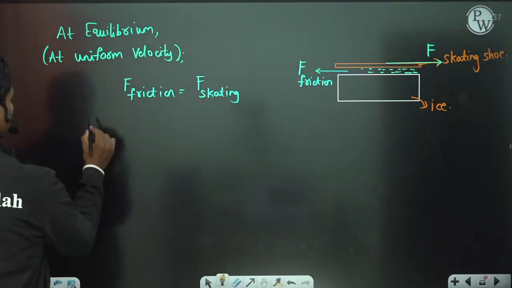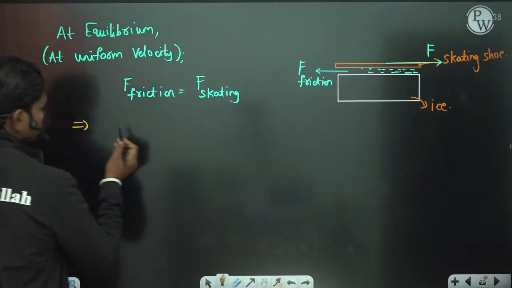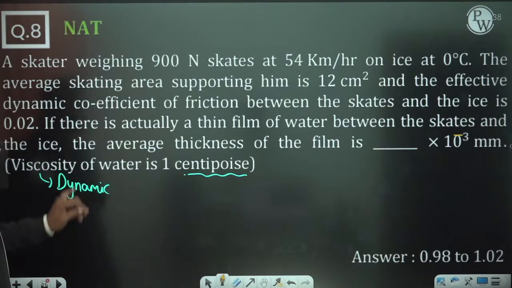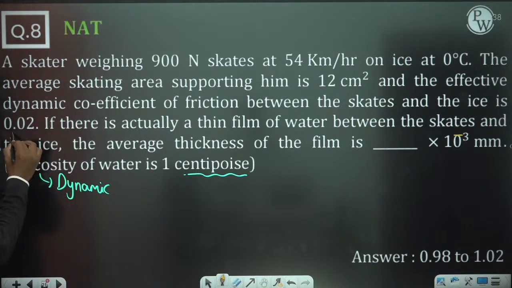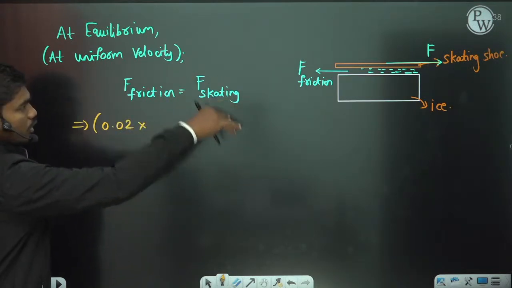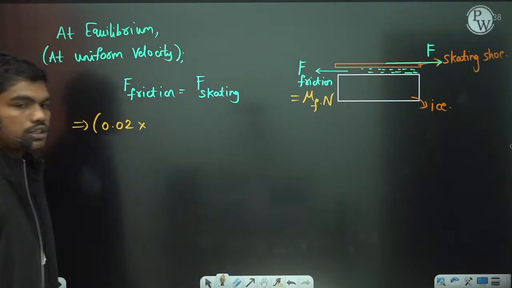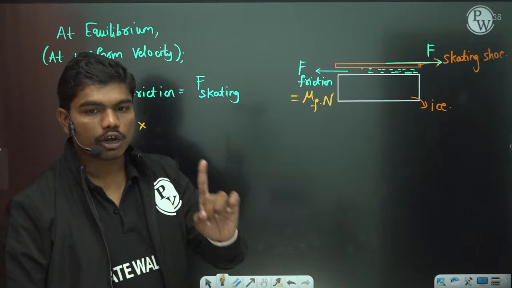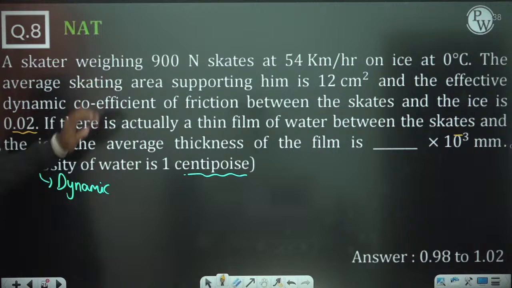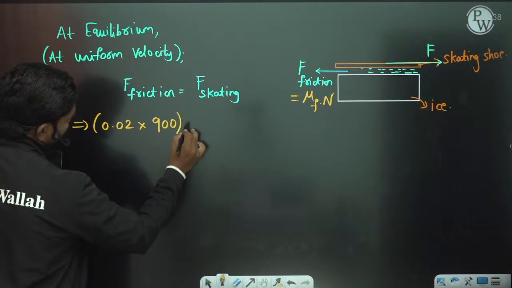Clear? Now, if this is fine, then let us see. What is the friction force? Dynamic coefficient of friction, mu. Let us substitute the values. The frictional value is 0.02, the coefficient of friction, into the normal reaction, because F is equal to mu into N. The normal reaction is nothing but the weight of the person, which is 900 newtons. So this is the total friction force.